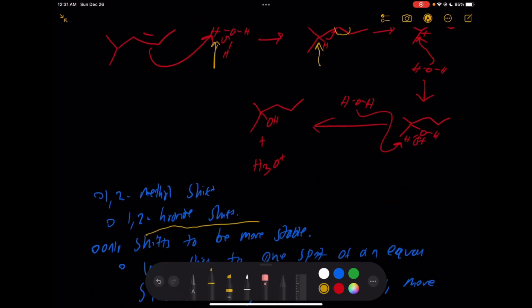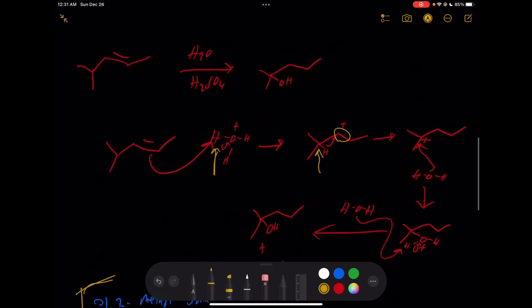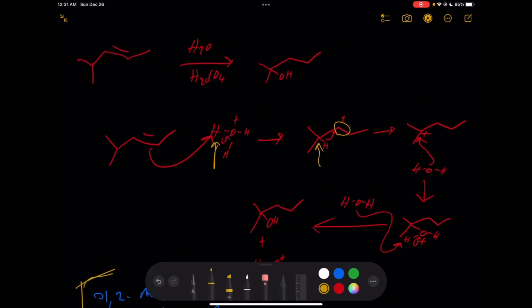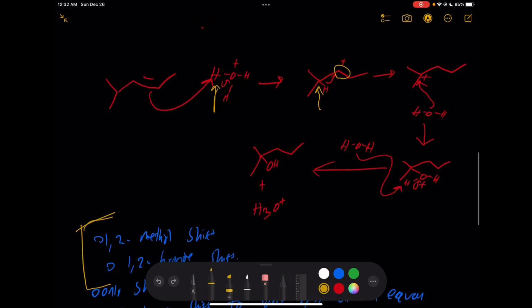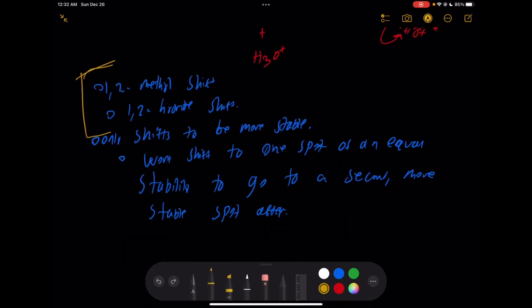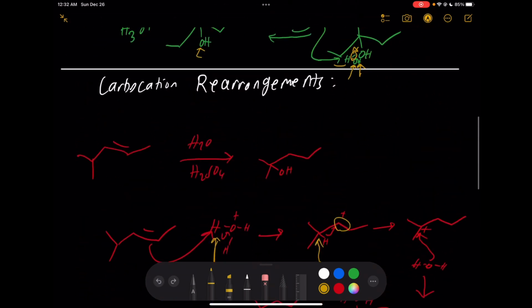mark right there. And these are the main two types of shifts you get: 1,2 methyl shift and 1,2 hydride shift. Anyways, then the water again adds and then gets deprotonated down here, just like it did before. Perfect. So yeah, these are just some notes, which I already said. Like the carbocations will only shift to become more stable if it can shift over by one carbon that's adjacent to wherever the carbocation is.